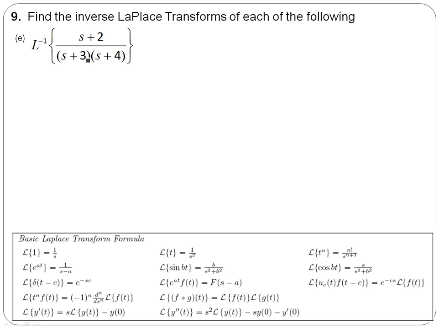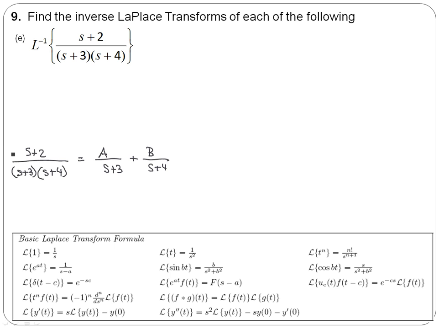If you have a fraction where you can factor the denominator, then you'll want to break this fraction up into the sum or difference of fractions using partial fraction decomposition. And so I'm going to take that (s plus 2) over (s plus 3)(s plus 4) and break this up into the sum of two fractions, A over (s plus 3) plus B over (s plus 4). I'm going to solve for A and B.